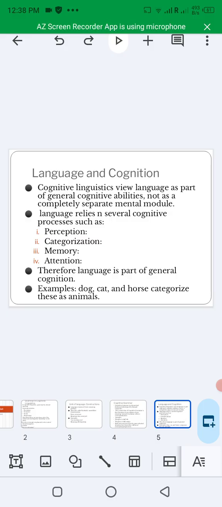And attention, focusing on certain elements of meaning in a sentence, a phrase, or maybe a single word. Thus, linguistic knowledge emerges from general cognitive mechanisms. Consider an example: dog, cat, horse. Humans categorize these as animals.